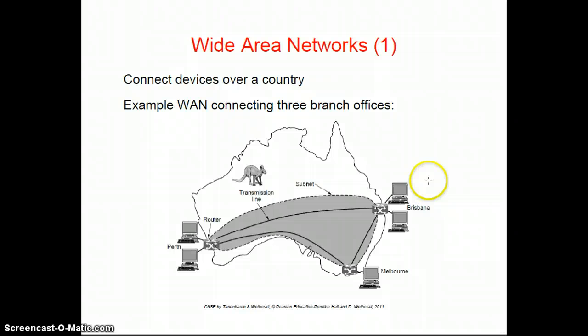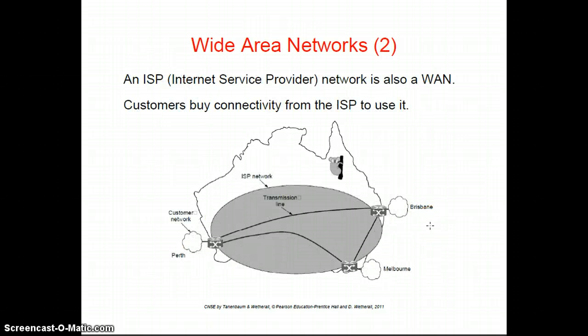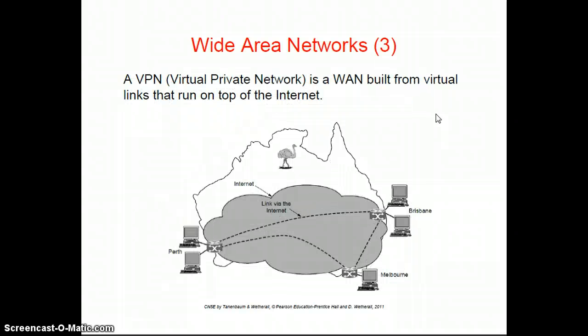Then we come to the wide area network, which connects devices over the country. For example, a wide area network connecting three branch offices. It means you have offices of any company or organization throughout the country, and they can connect with each other as long distance communication. Or a wide area network through a public service, which is the ISP, Internet Service Provider. This is also long distance communication. Customers buy connectivity from the Internet Service Provider to use it.